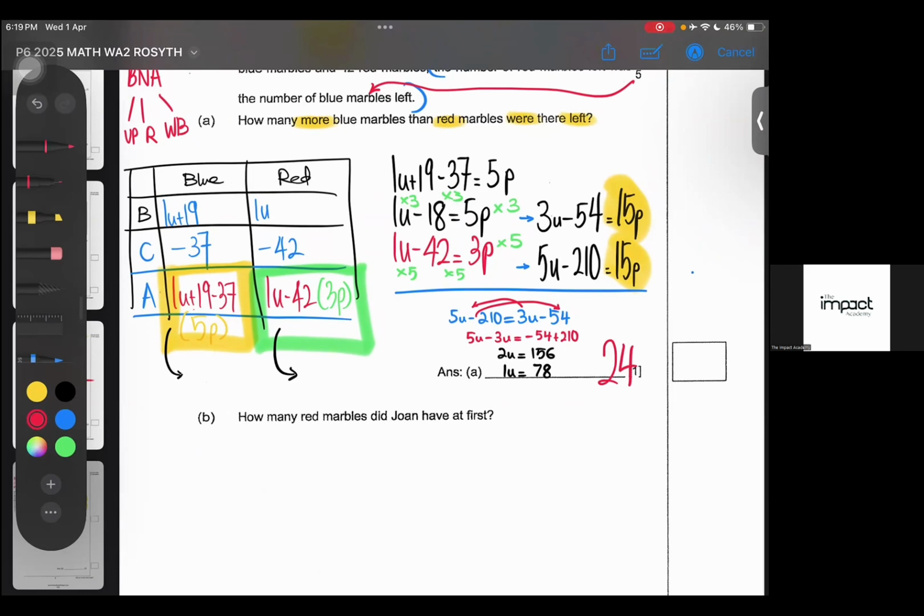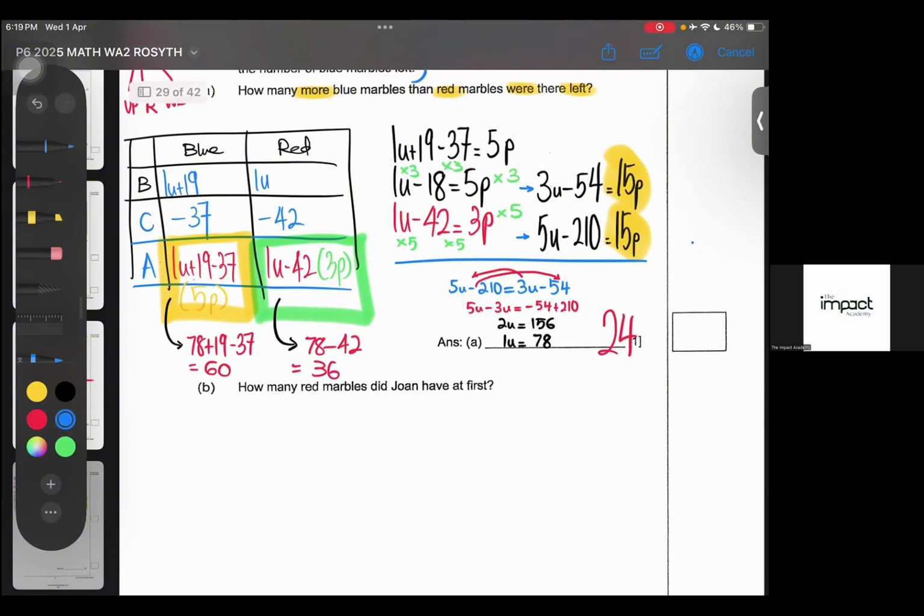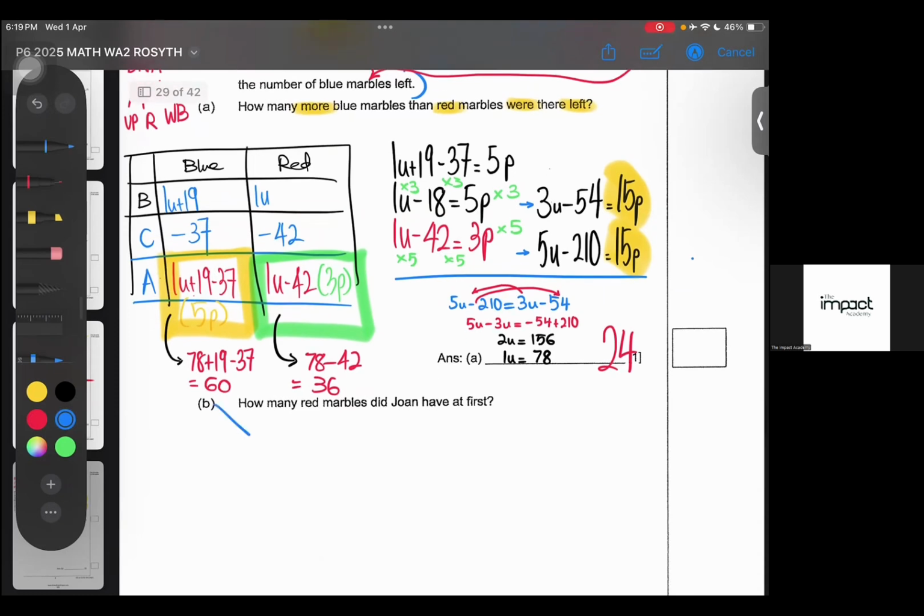Tell me what is blue first. Blue is 78, very good. Minus, plus 19, minus 37, right? It's equals to 60, right? True? Correct. So 78 minus 42, right? True. 78 minus 42 in this situation, you get how much? 36. Agree or disagree? Then you just have to minus them. 60 minus 36 equals to 24. Agree or disagree?